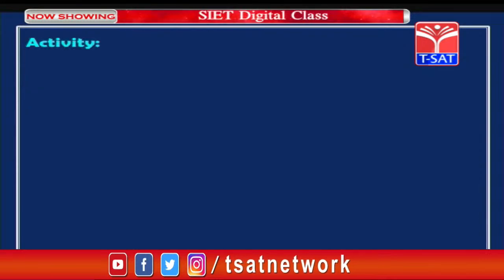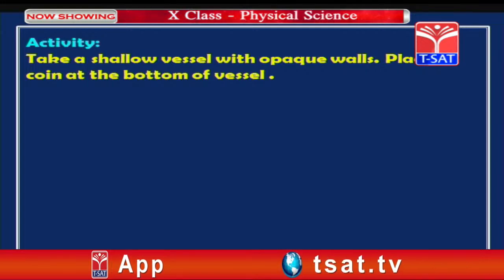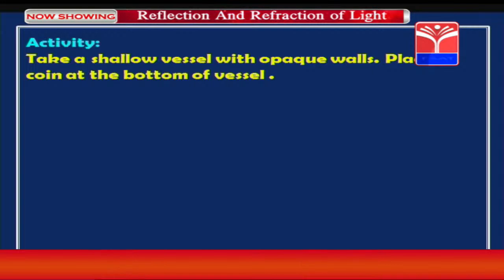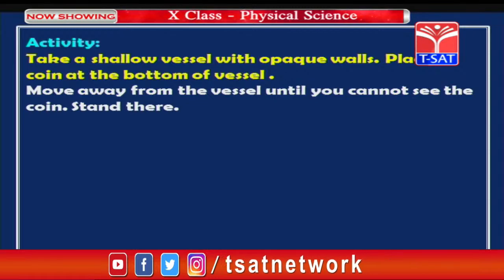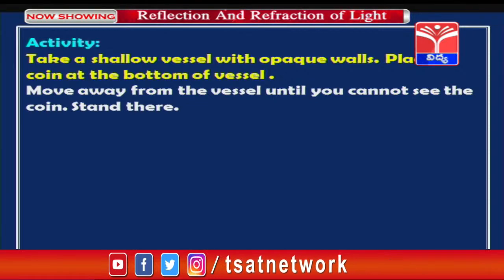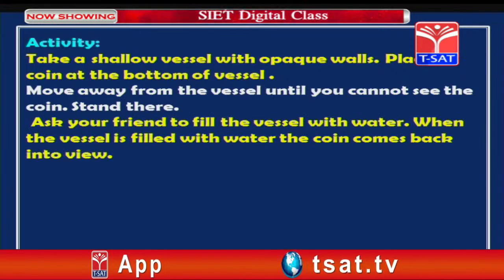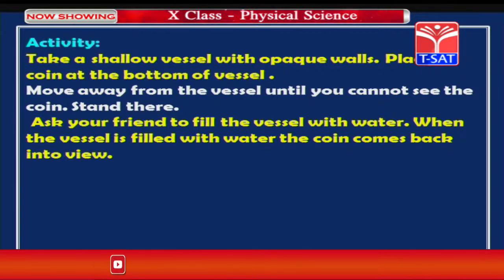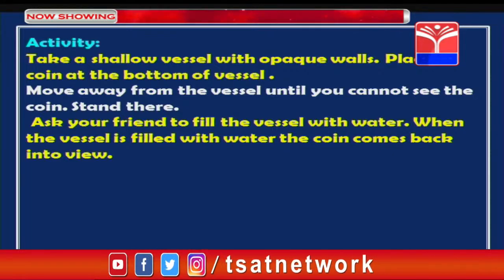Now we will see one activity. For that, take a shallow vessel with opaque walls. Place a coin at the bottom of the vessel. Move away from the vessel until you can't see the coin. Stand there. Ask your friend to fill the vessel with water. When the vessel is filled with water, the coin comes back into view.